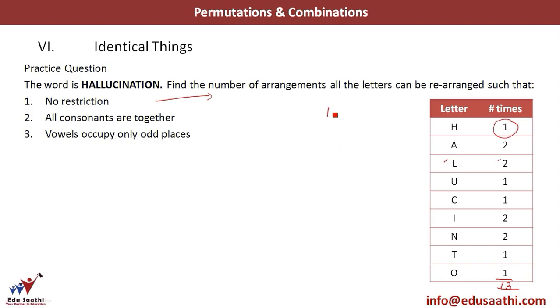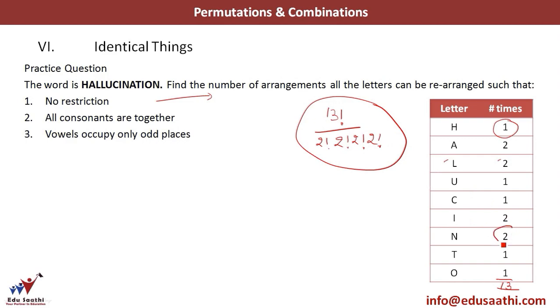So in the numerator I will have 13 factorial. Now since A occurs twice, I'll divide by 2 factorial. Then again L occurs twice, so I'll divide by 2 factorial again. And then I have I, which occurs twice, so I again divide by 2 factorial. And N, which occurs twice, so I again divide by 2 factorial. So this is the answer to the first part.